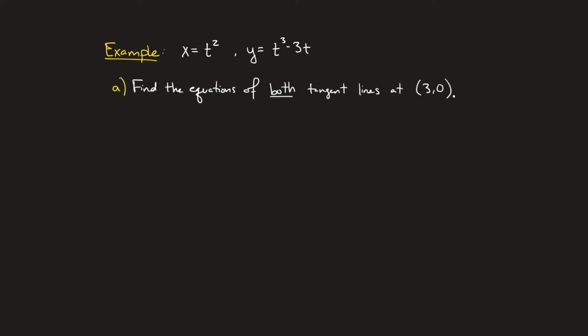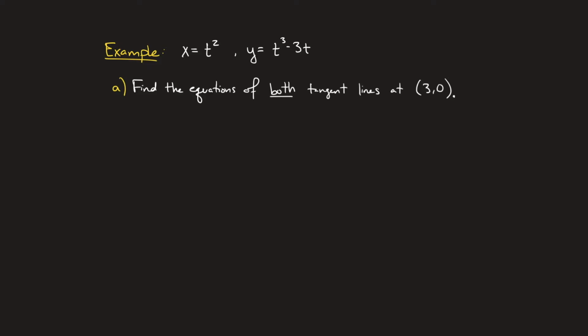Now, let's apply these formulas to some examples. Consider the parametric equations x equals t squared and y equals t cubed minus 3t. First, let's find the equations of both tangent lines to the curve at the point (3, 0). Right away, this seems a little strange. What do we mean by both tangent lines?